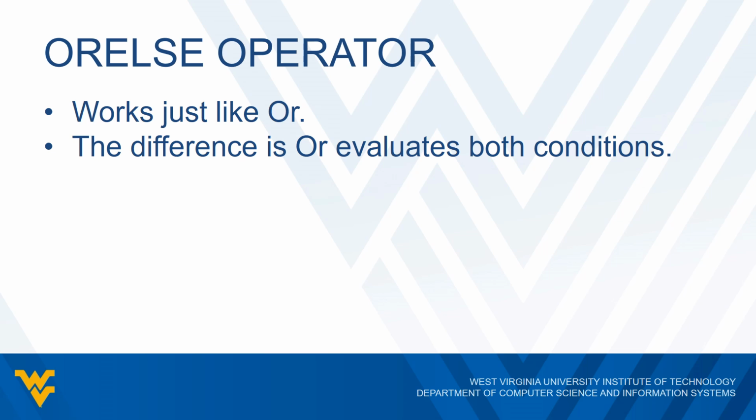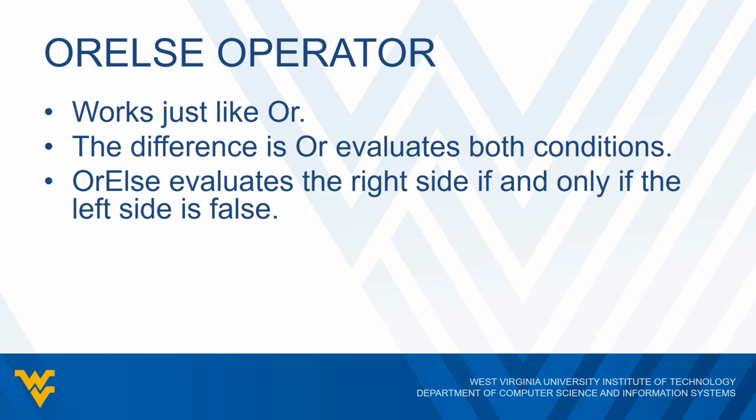So the or operator in Visual Basic will evaluate both conditions no matter what. The or else operator will evaluate the right portion, the right condition, if and only if the left condition is false. Okay? So think about this. If the first condition is true, is there any point in evaluating the other condition? No, there's no point in doing that. So that's what the or else operator does. If the left side is true, we don't need to evaluate the right side. Now, if it's false, then we have to check the right side to see if it is true or false. Then we can determine if the whole thing is true or false.